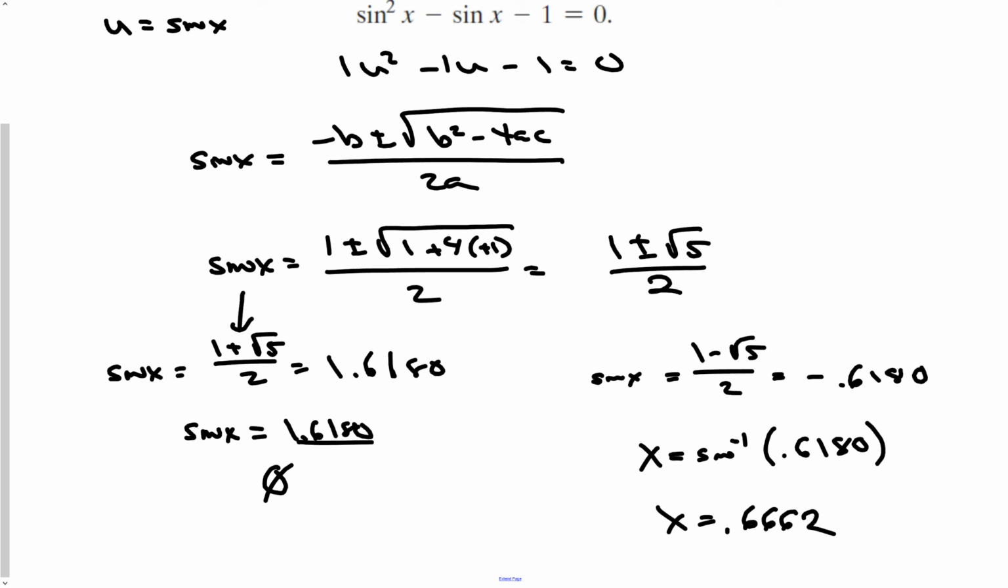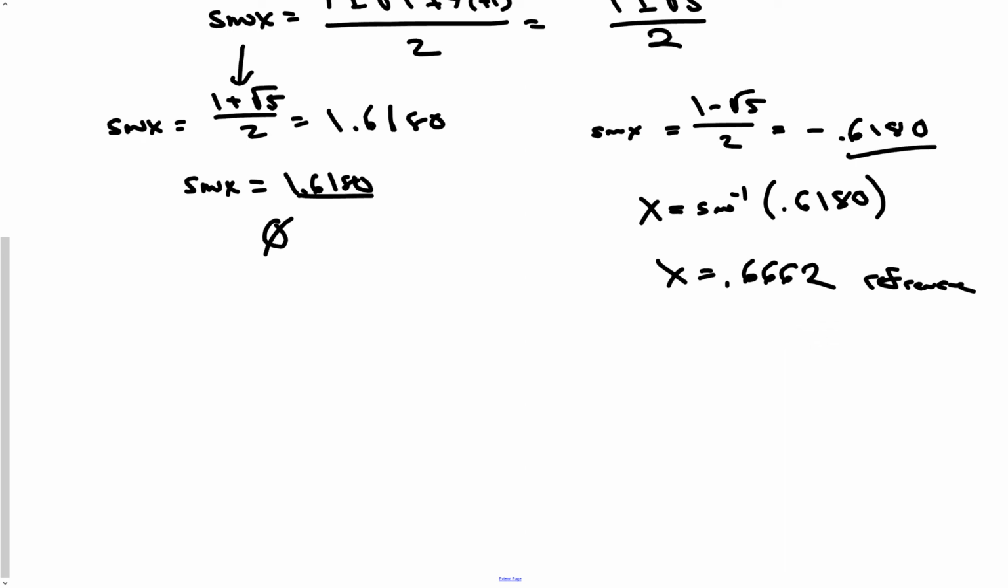That is not my answer. That is the reference angle. That will give me my answer. I want the sign to be negative. The sign is negative in quadrant number 3 and quadrant number 4. That means x is equal to pi plus the reference angle and 2 pi minus the reference angle.